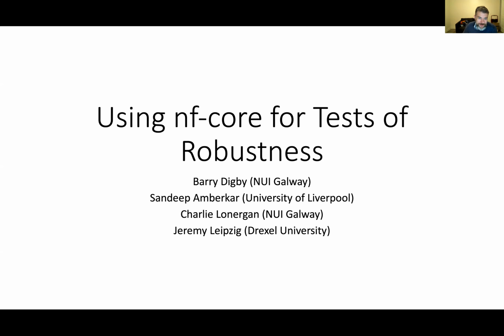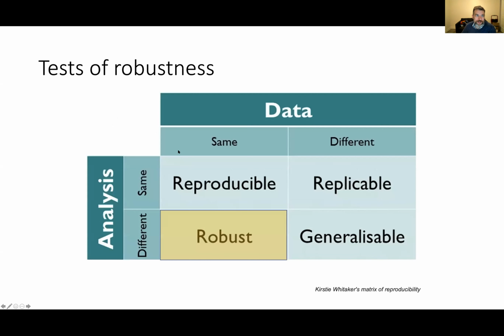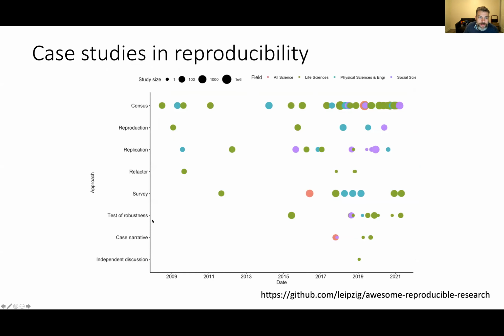Okay, great, thank you. I'd like to talk about some work I did in tests of robustness. So any reproducibility talk must include this grid, which is Kirstie Whitaker's matrix of reproducibility. We're working in the lower left quadrant. So I did want to see if bioinformatic analyses could be evaluated in terms of robustness by allowing reviewers to swap out analyses on existing papers. So this follows actually a long history of various types of case studies, which I collect in my GitHub awesome reproducible research repository, which I encourage you to look at.